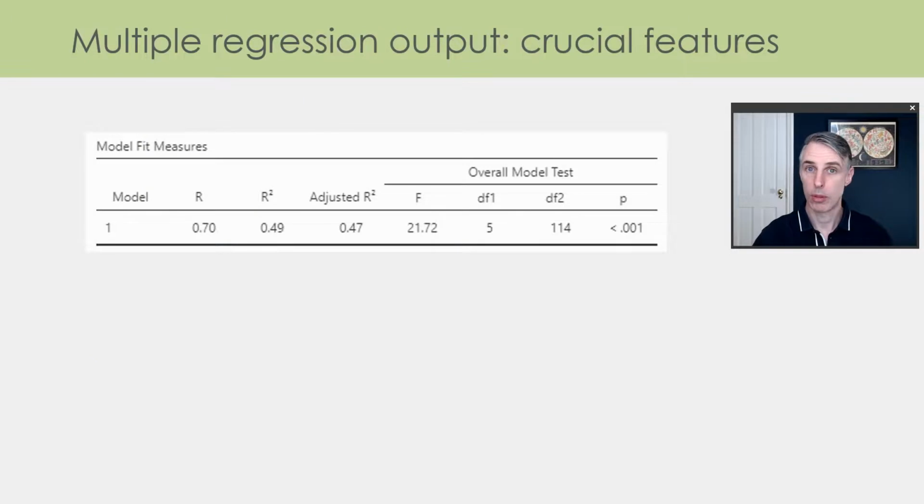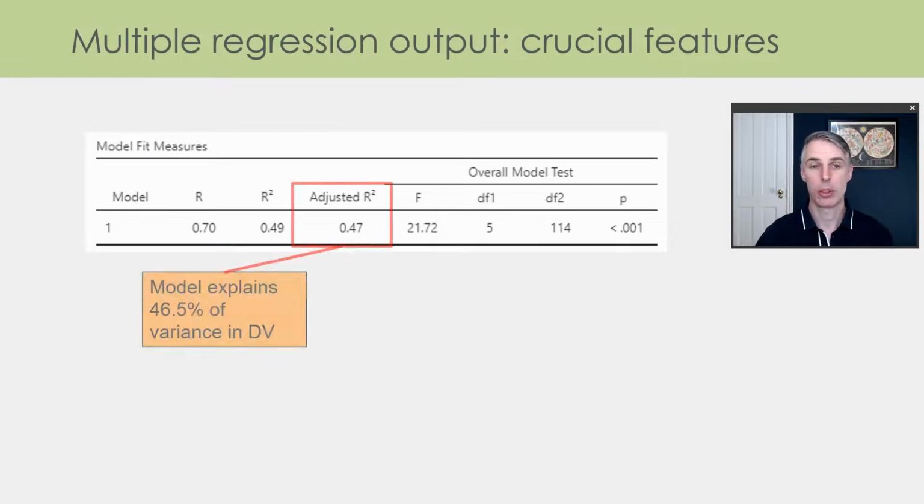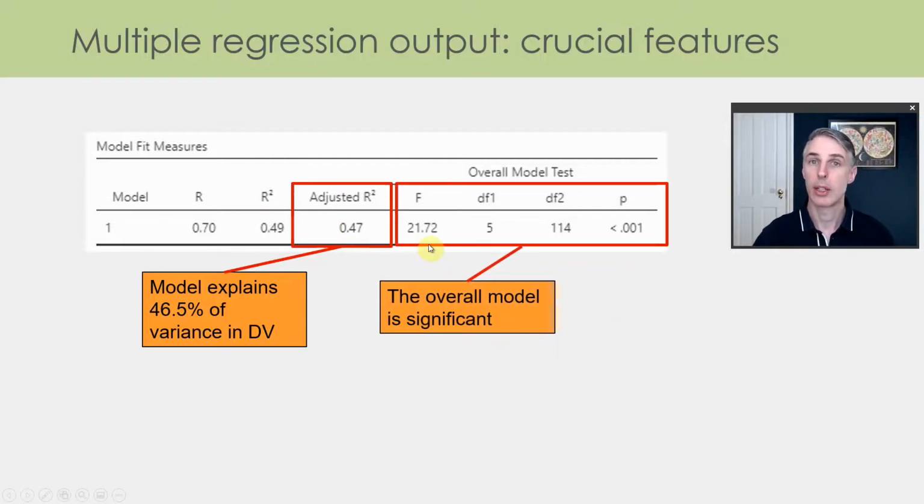Okay, I'm just going to remind you of some key bits of that output. So we highlighted that the model that included all of those predictors explained 46.5% of the variance in commitment, indicated by the adjusted R squared. And that amount is significantly different from zero, as indicated by the ANOVA test here.